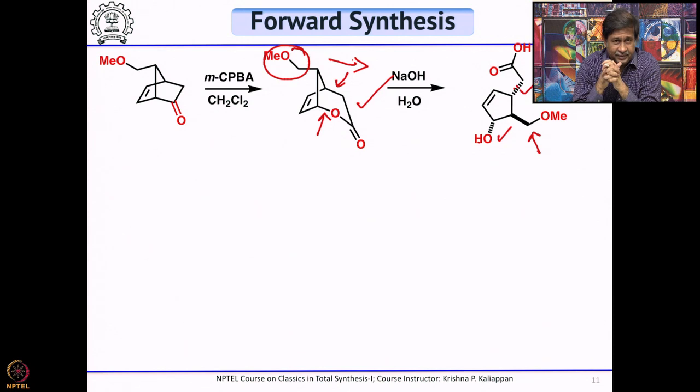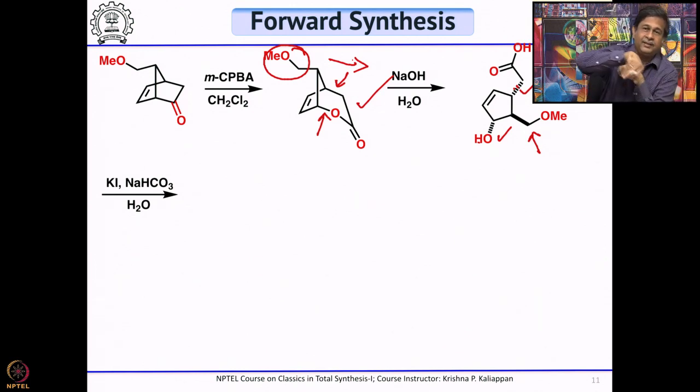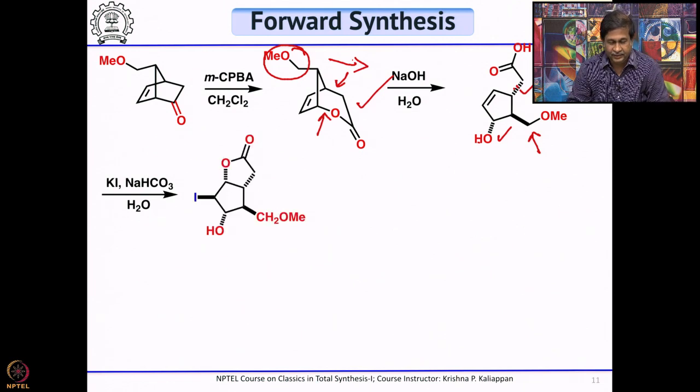The next step is the iodolactonization. So the iodolactonization can be done by treating with potassium iodide and sodium bicarbonate. Sodium bicarbonate removes the hydrogen of carboxylic acid, potassium iodide forms the iodonium ion, and then intramolecularly the carboxylate attacks and you get the corresponding iodolactone.